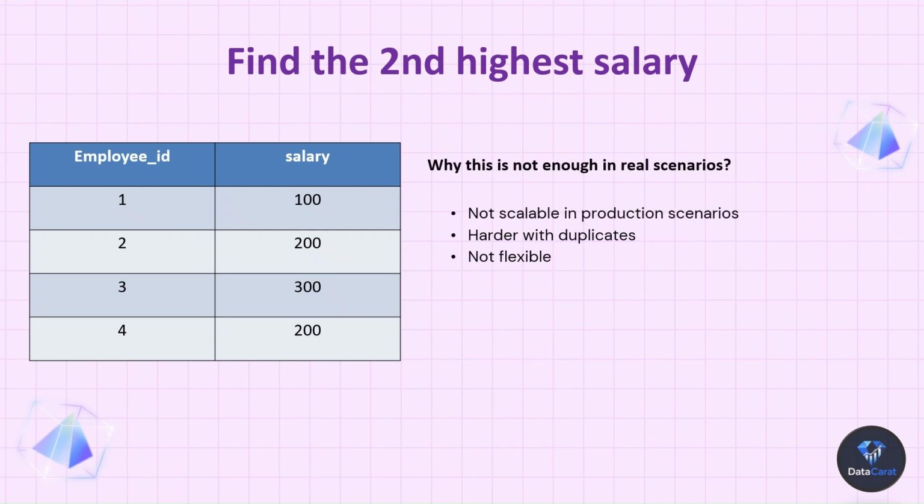This is because the solution doesn't really scale well. What if you're asked the third or the fourth highest salary? We'd have to keep modifying the query again and again. So clearly we need something more flexible.